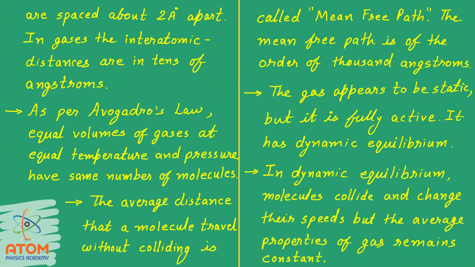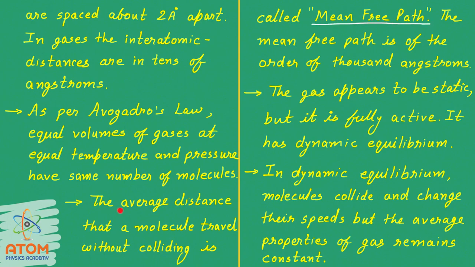The average distance that a molecule travel without colliding is called as mean free path. Now this is an important definition, you have to remember, mean free path. See, in gases, as we have discussed, that all the molecules are having perpetual motion. So they are continuously moving. And when they are continuously moving, they are also colliding with each other. Now in such a situation, the average distance between 2 successive collisions of molecule is known as mean free path.